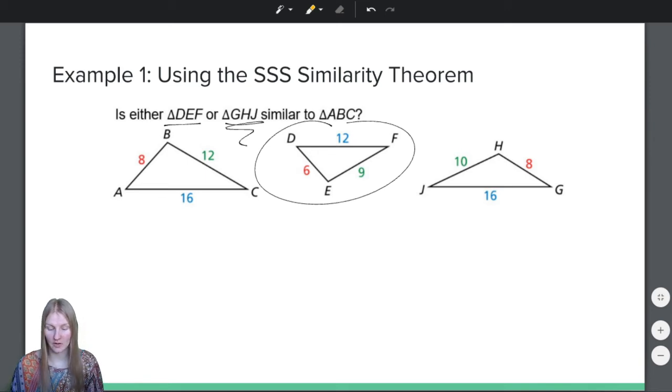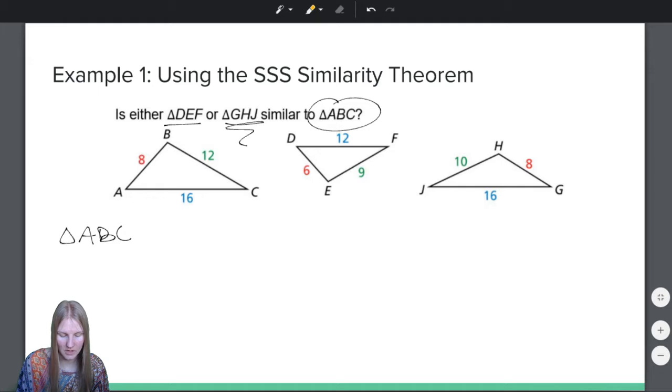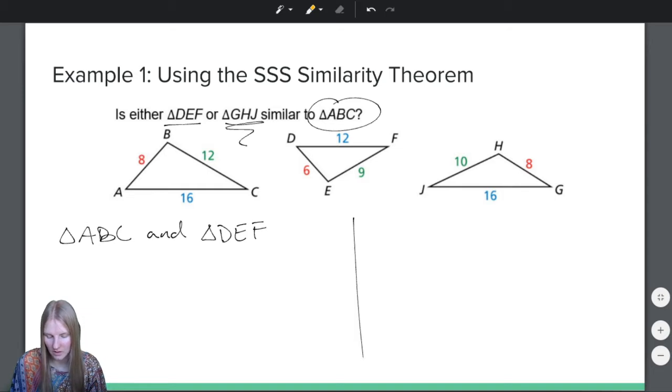Well, if they are similar, I don't know anything about the angles, right? I don't see any markings on the angles, so I can't use the angle-angle similarity theorem. I can only go off of the sides that I'm given. So, first, they say, are they similar to ABC? So let's look at triangle ABC and triangle DEF. Then we'll look at triangle ABC and triangle GHJ.